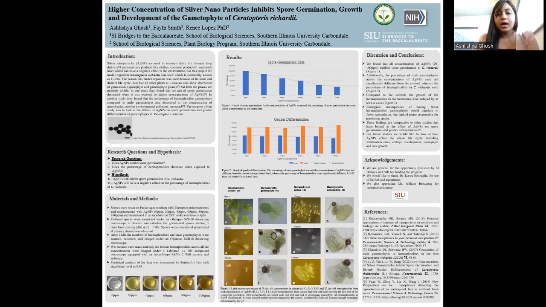The values. And the next research question was, does the percentage of hermaphrodites decrease when exposed to silver nanoparticles? We also thought that it would have a negative effect. For the procedure, after day 22 from sowing, we examined, counted, recorded, and imaged all the males and the hermaphrodites under a dissecting microscope, recorded the data, and did the statistical analysis. Our result was on the right track with our hypothesis.